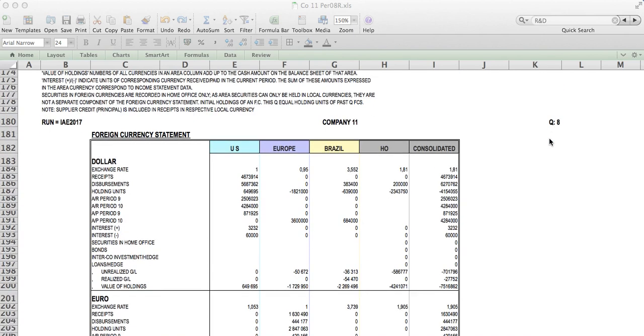Well, this is the following set of tables. This is exactly what they explain. There is a dollar table that gives you for the US, Europe, Brazil, and home office the currency situation. So what do we know?